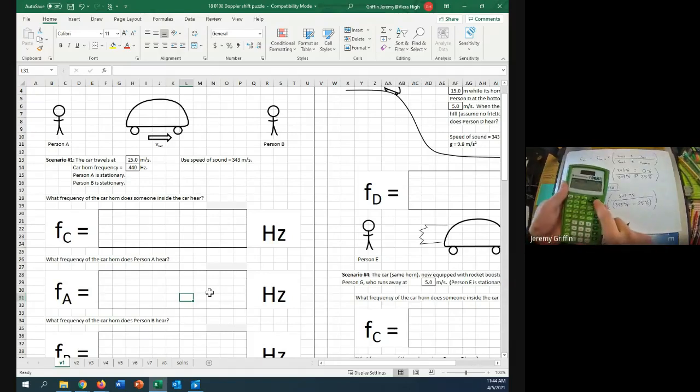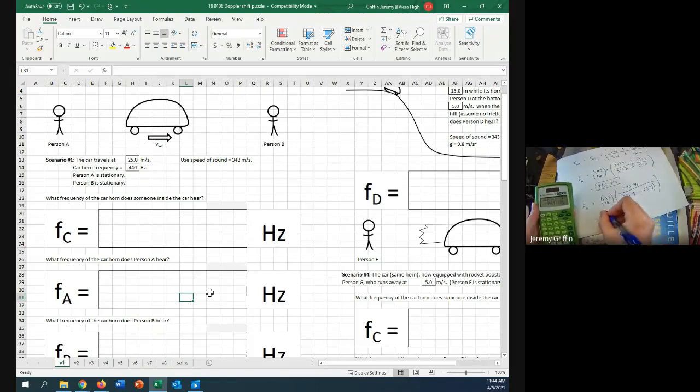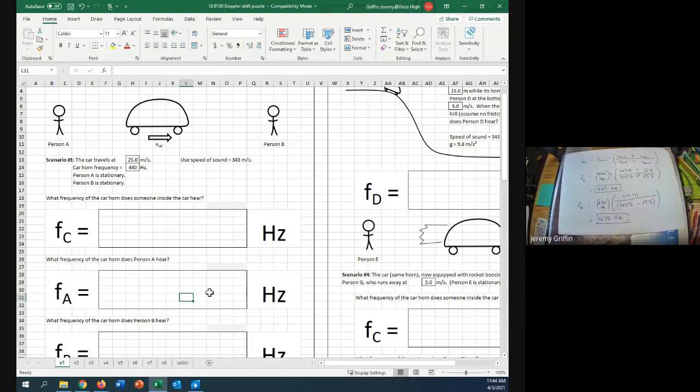And then the calculator, I'll have to scroll up, scroll over, and pop in a minus sign. Okay, and I'm looking at 475 hertz. That number looks about right. It's more than 440. It should have been. Okay. You guys good there?